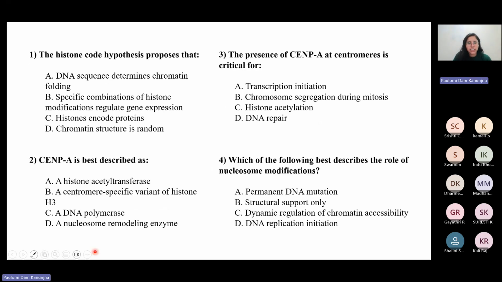Okay, the last set for this. Okay, the histone code hypothesis, what does it propose? CENP-A, that's what I was telling. And what is it described as and what does it do? And where is it present? And which of the following describes the nucleosome modification? Like, what is the role of it?